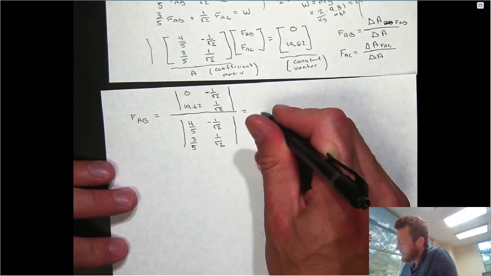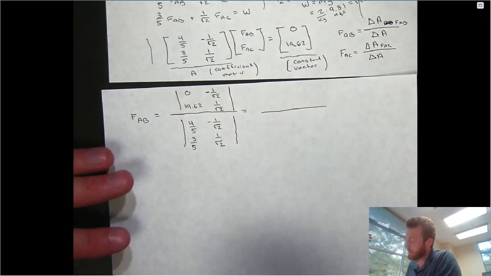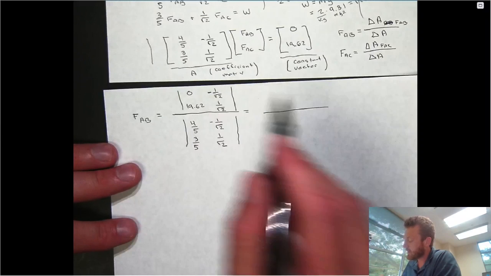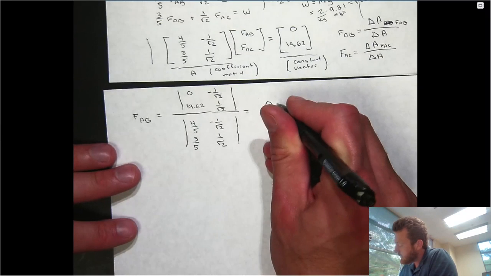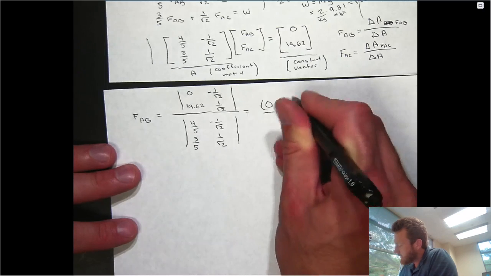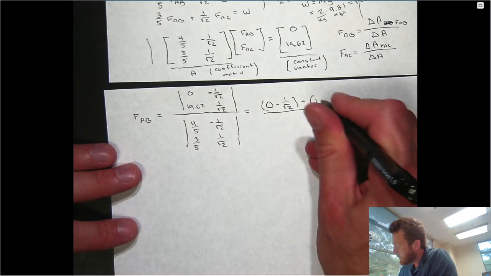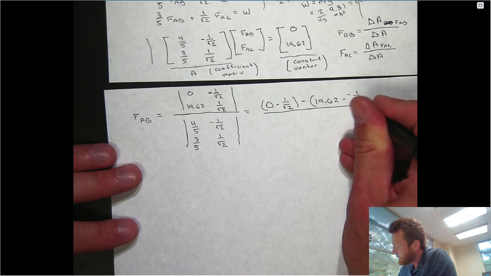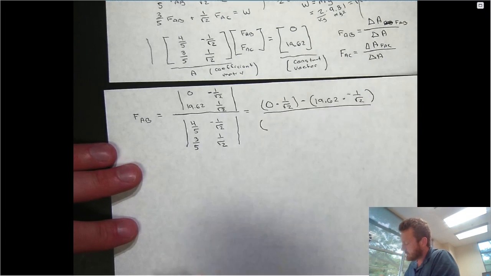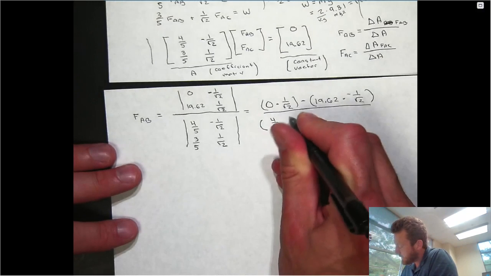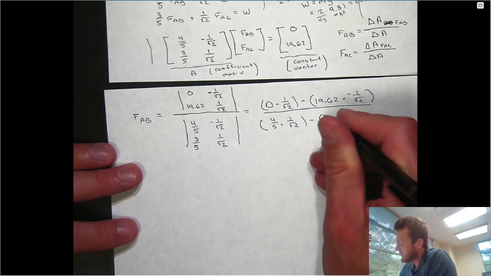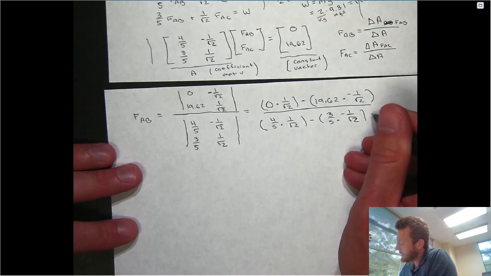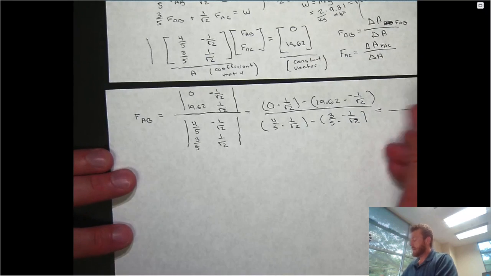And hopefully you recall from where you've seen the basics of matrices before, that when you take a determinant, you just multiply the product of the downward diagonal minus the product of the upward diagonal. So here in the numerator, it'll be 0 times 1 over the square root of 2 minus the product of the upward diagonal, which is going to be 19.62 times negative 1 over root 2. And in the denominator here, it will just be 4/5 times 1 over root 2 minus 3/5 times minus 1 over root 2.